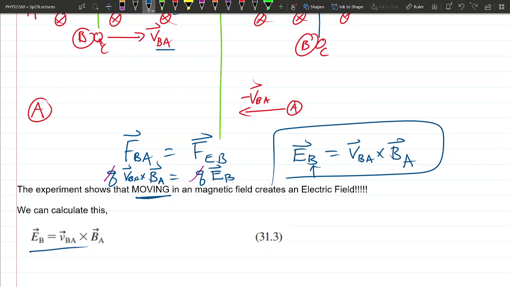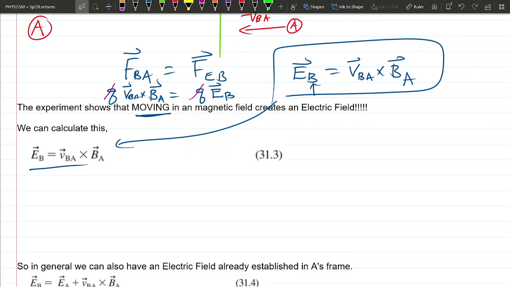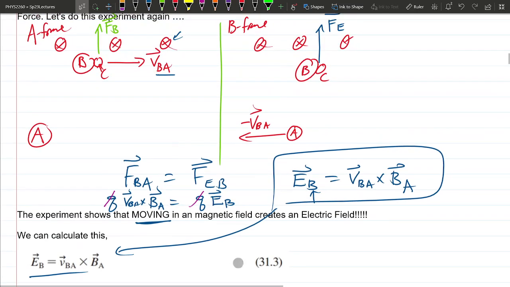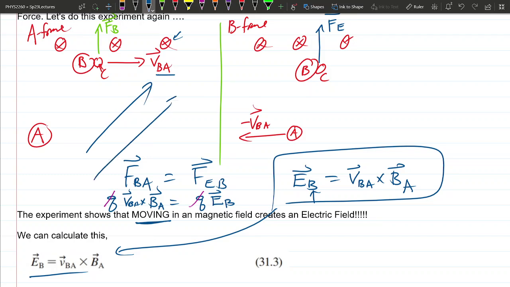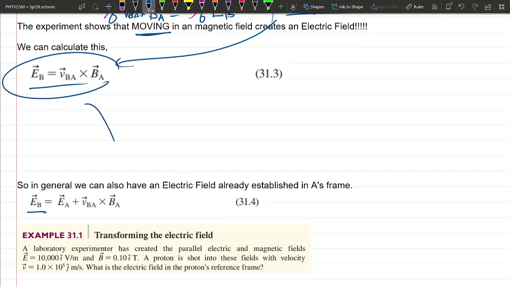So this formula, I'm just copying it down. In general, there could be an electric field that already exists in Alex's frame. We don't know that. So in order to calculate the total electric field in Brittany's frame, not only do we have to have this factor, but we also have to add whatever already existed in Alex's frame.